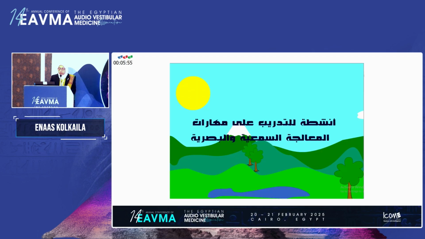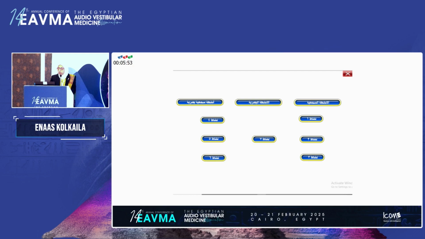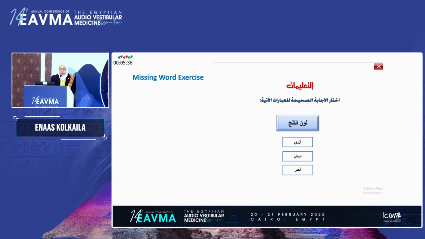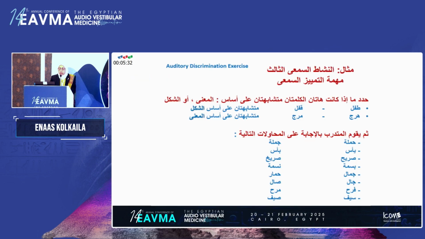This is the first screen of the program, and then you get the audio activity or audiological activity, or visual or audiovisual, and in each type of activity there are 7 exercises. This is an example of the auditory vigilance exercise. This is another example of the missing word exercise, and this is an example of the auditory discrimination exercise.